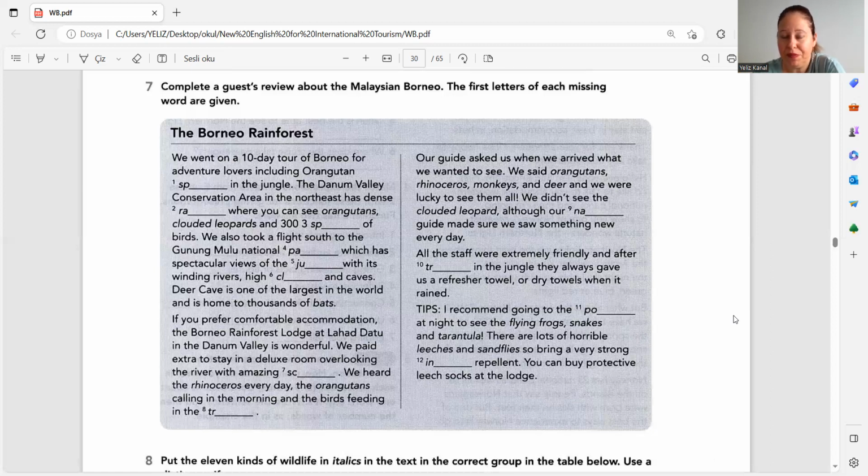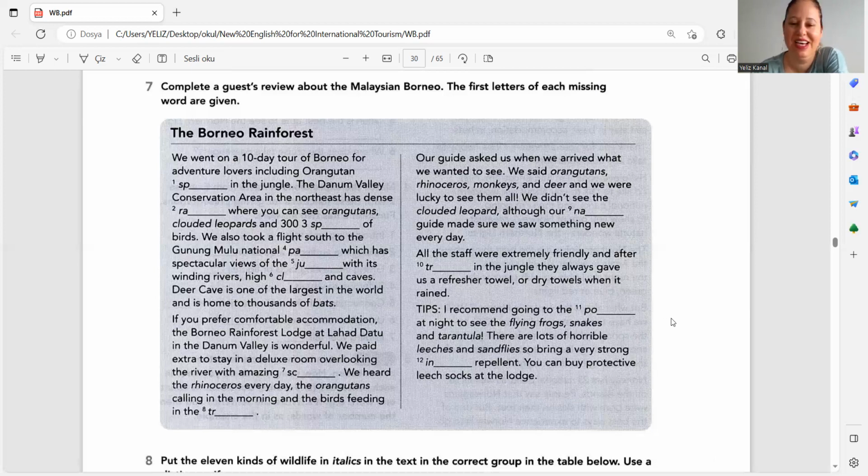What repellent? Repellent ne demekti? Kovucu. Ne kovucu? Insect, right? Insect repellent. You can buy protective leech socks at the lodge. Oh. I think I'll skip that part.